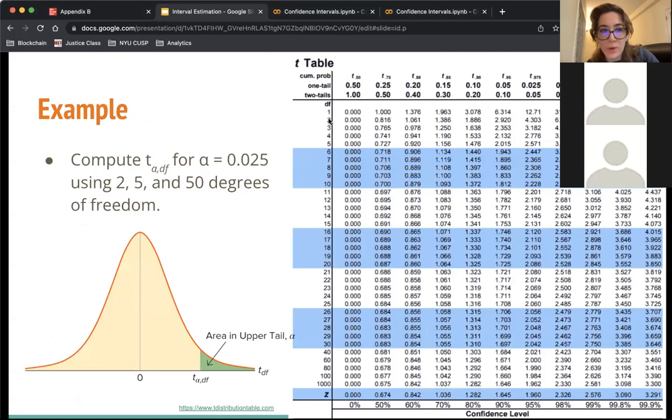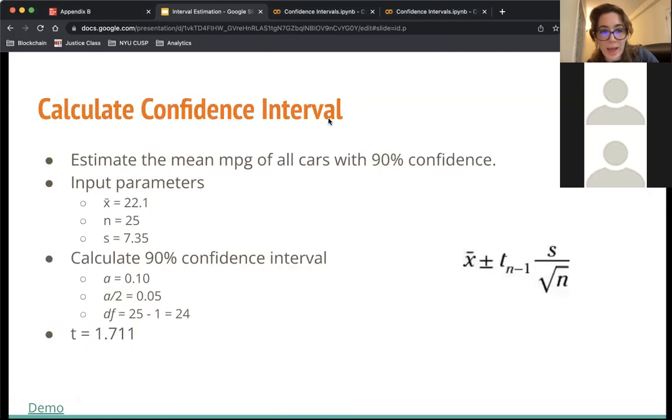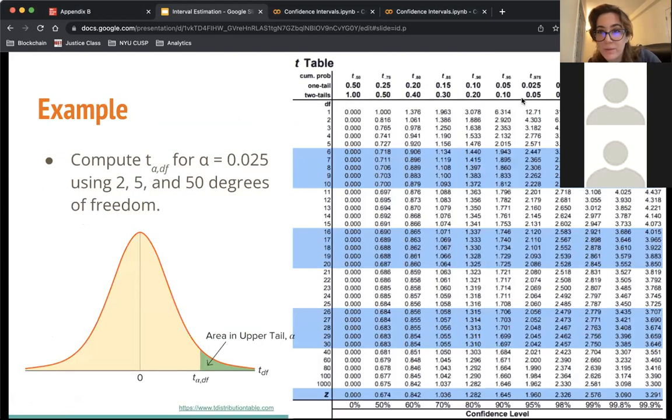Yes. So in this case, we have the 0.05 for alpha. If you see my mouse, that would be this column. And because our degrees of freedom is 24, we just go all the way down to this row. And so that's why it's 1.711.